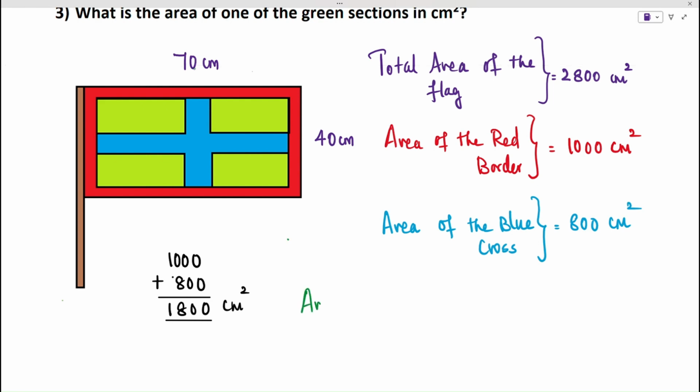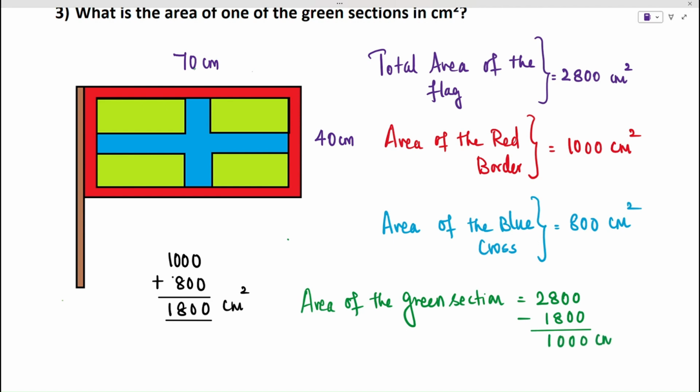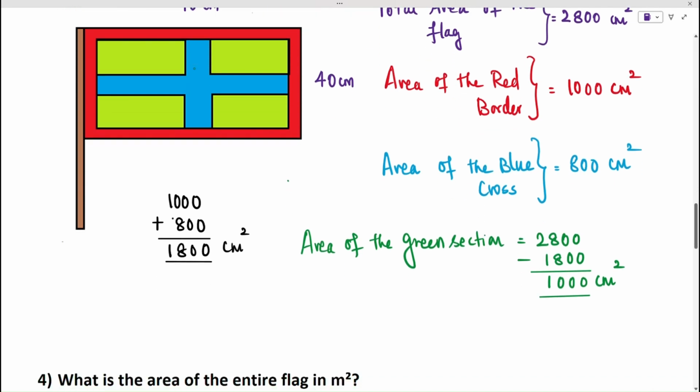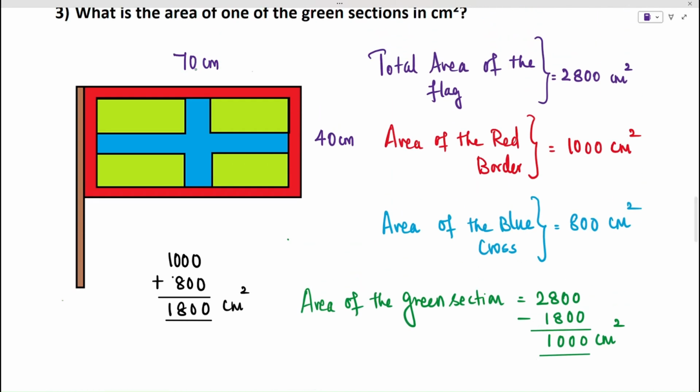So we have 2800 minus 1800, and this is to find the total area of the green sections. So this is 2800 minus 1800, and if we subtract, we get 1000 as our value. But we can't stop here, because it asks for one of the green sections, and we've taken the area of 4 green sections. So what we're going to do is divide 1000 by 4.